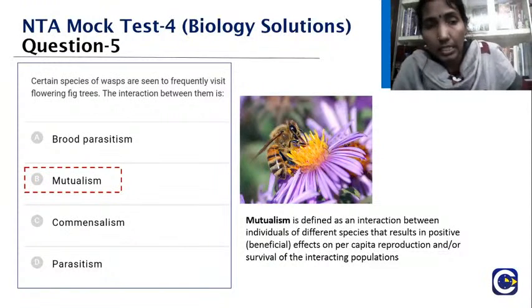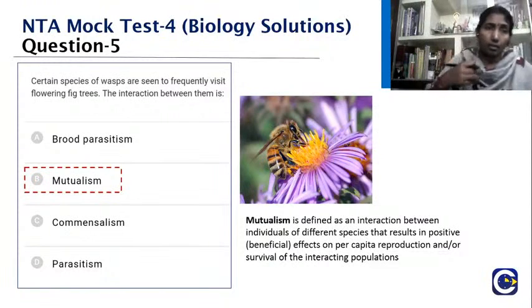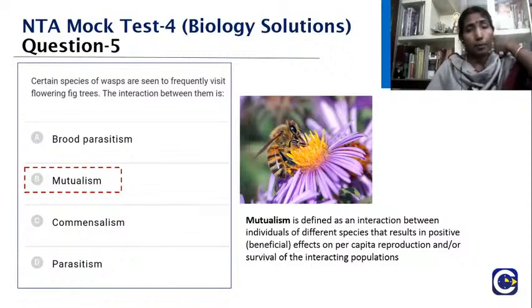So what we see here, it's not any of the others. So this is one of the best examples we can say.